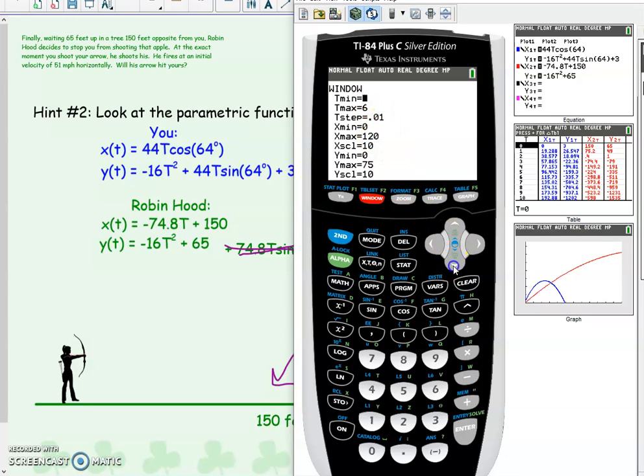X max, let's see, I think Robin Hood is 150 feet away from us, 150. And I think his height, he is 65 feet in the air. We should be okay with 75. Let's make that 70. Okay, let's graph this and see what's going on here.